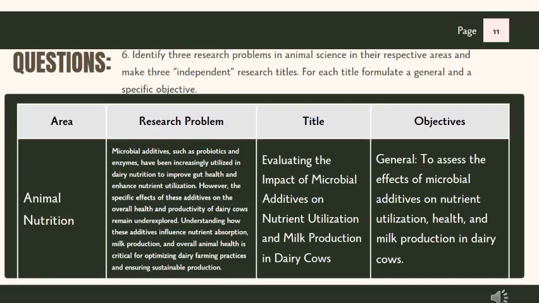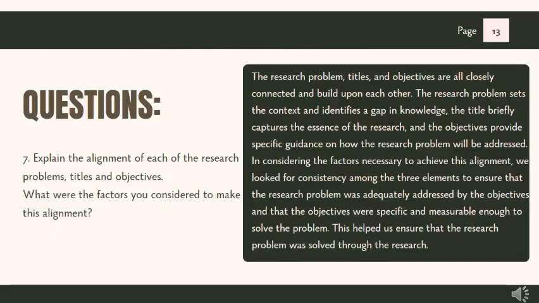General objective, to assess the effects of microbial additives on nutrient utilization, health, and milk production in dairy cows. Specific objectives, 1. To determine the impact of different microbial additives on the digestibility of key nutrients in dairy cows. 2. To evaluate changes in milk yield and composition in dairy cows supplemented with microbial additives compared to a control group. 3. To assess the influence of microbial additives on health indicators such as immune response and disease incidence in dairy cows.